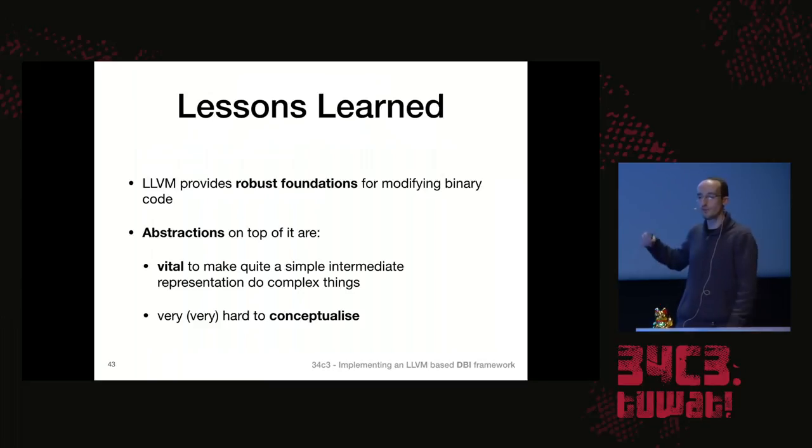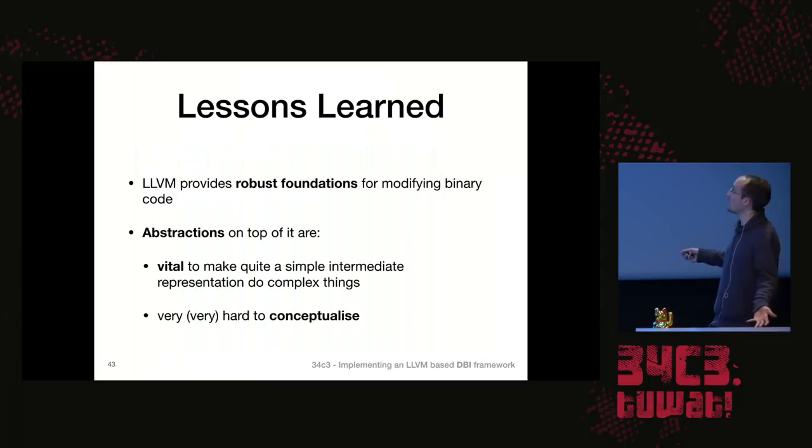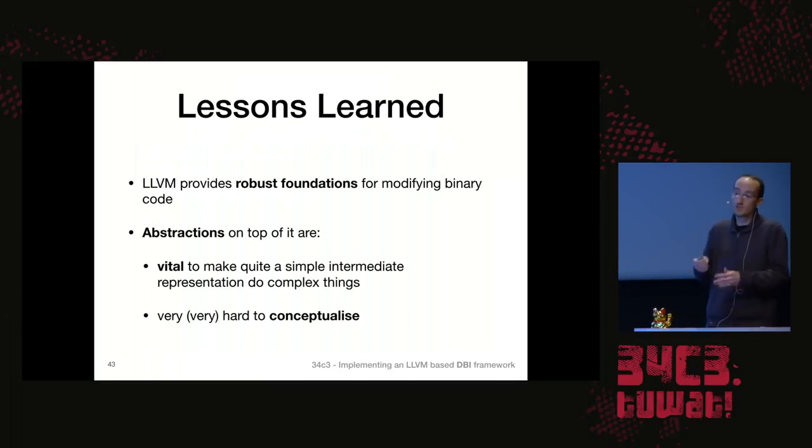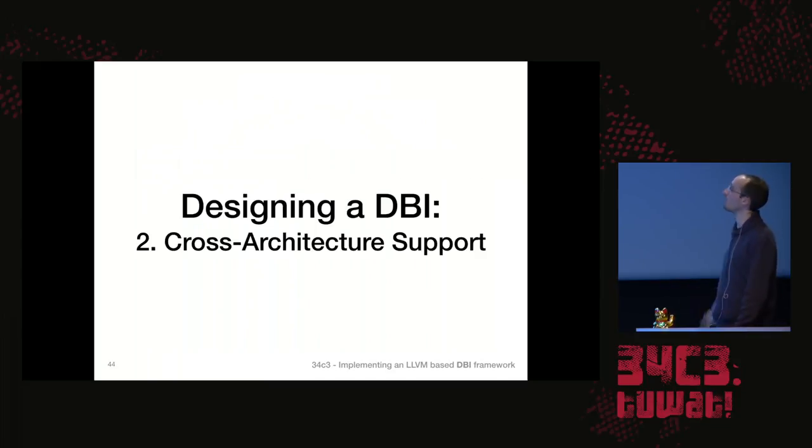So you really need to focus on abstraction. And we were quite surprised how hard it was to create this abstraction. And honestly, it's still a work in progress. But it allows us to make quite complex transformations in something that is very easy to read. You just have your list of operations. It's very easy to understand what the DBI is doing on your binary. So I will hand the remote to Charles for the next part.